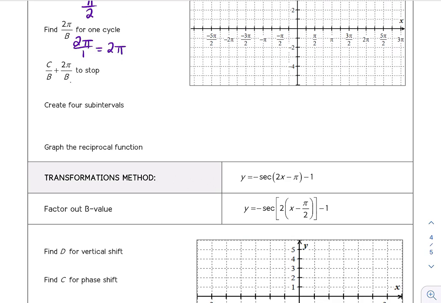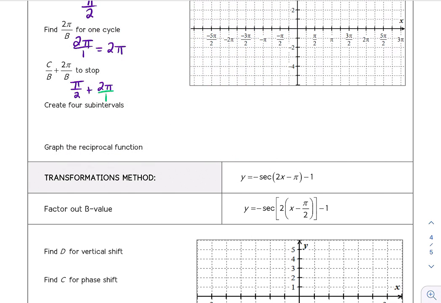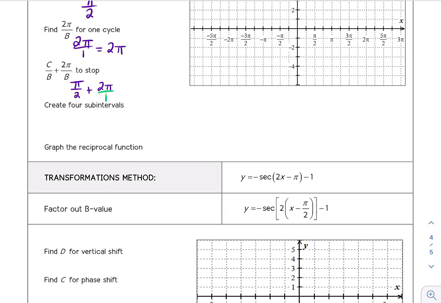So this means for us here we have pi over 2 plus 2 pi. Now we need to get this into a common denominator. This is the same as 2 pi over 1. So adding these together, 2 pi with a common denominator of 2 gives us 4 pi over 2. So this adds up to make 5 pi over 2.